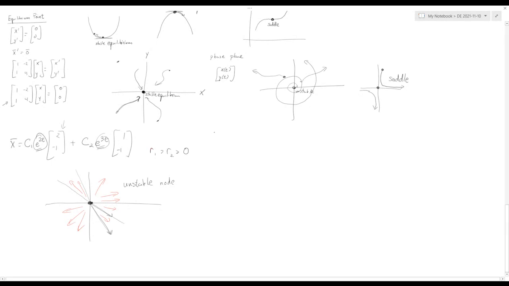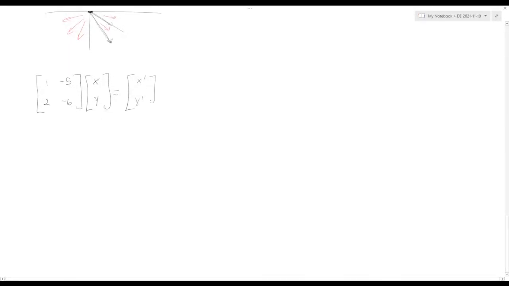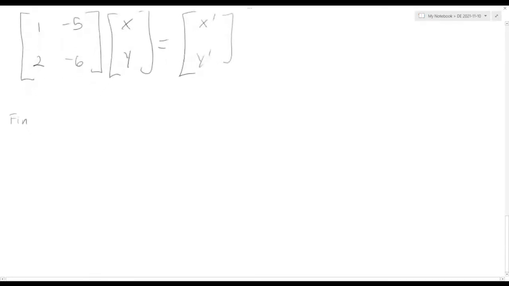All right, so now imagine that we have this system. If you want to find solutions, you would need to find eigenvalues and eigenvectors. But if you're just classifying that equilibrium point at the origin, all you would need to do is find the eigenvalues. So here, let's find eigenvalues. Let me zoom in.